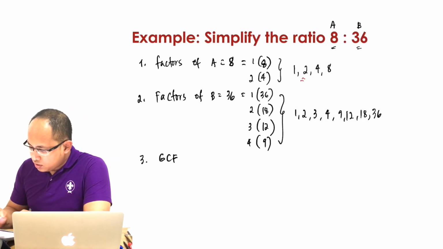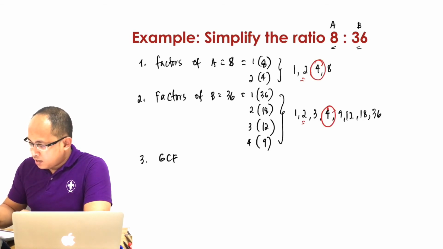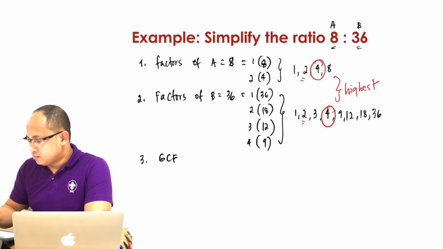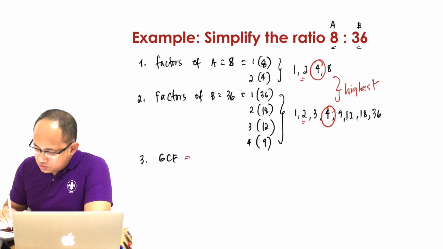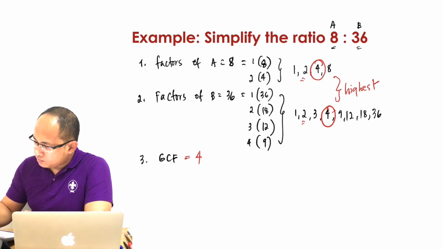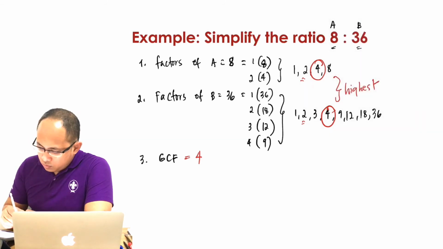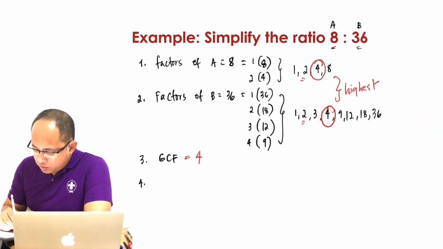By simply looking at the possible number that is highest. Understood, there's a 2 here and a 2. But there is a 4 and a 4. And it is the highest. Okay? So therefore our GCF here is equal to 4. Now, we go to the fourth step. We divide.